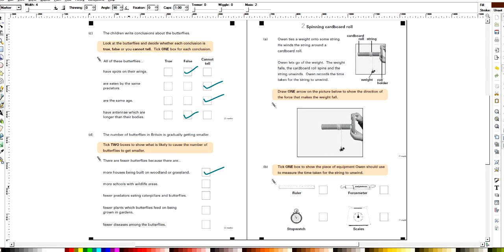Any other reasons why we can give for this? One more reason. More schools with wildlife areas. That's not true. Fewer predators eating caterpillars and butterflies. No, that's not really true either. But we have fewer diseases amongst the butterflies. We don't know that. So the only other feasible answer is fewer plants. That's right, because the butterflies live on the plants. If the plants are not there, they can't live anymore. So it reduces the numbers. So it's going to be that one.